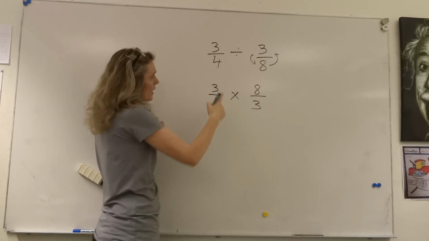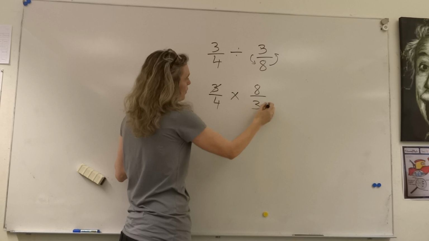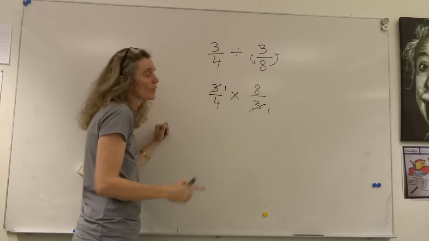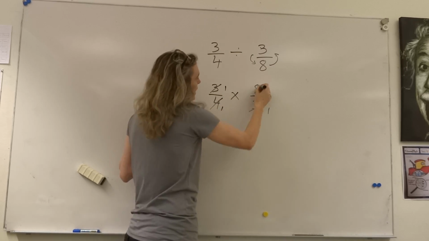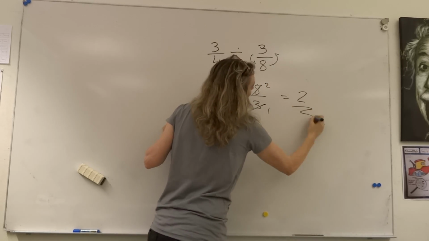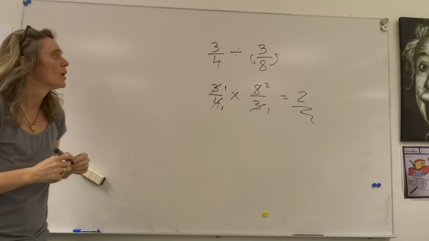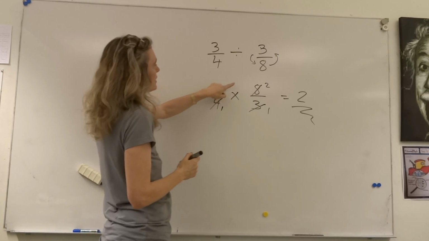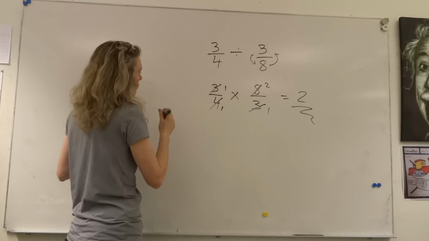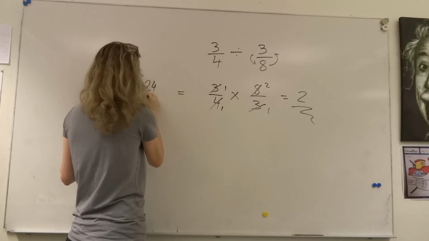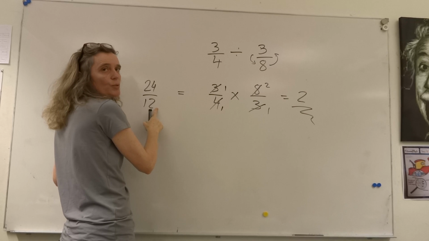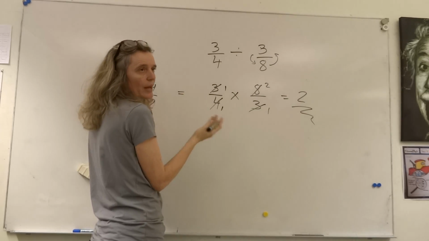Look what happens here. 3 divided by 3 gives me 1. 4 goes twice into 8, so 4 into 8 goes 2. So we get the answer 2. We could have done it by 3 times 8 is 24, 4 times 3 is 12, 24 divided by 12 is 2. Whichever way you do it, you get the same answer.